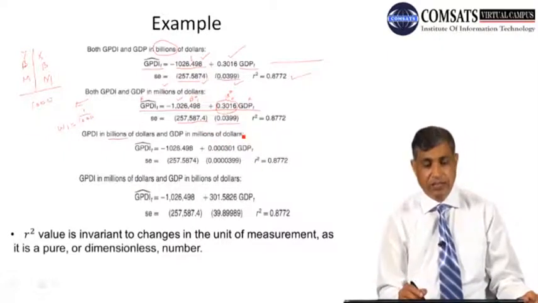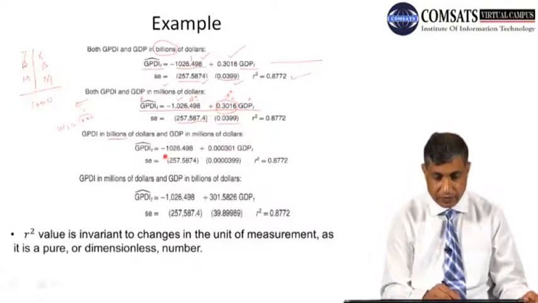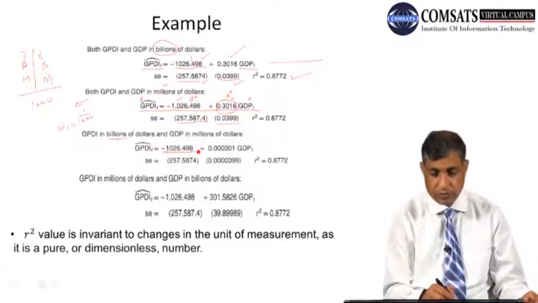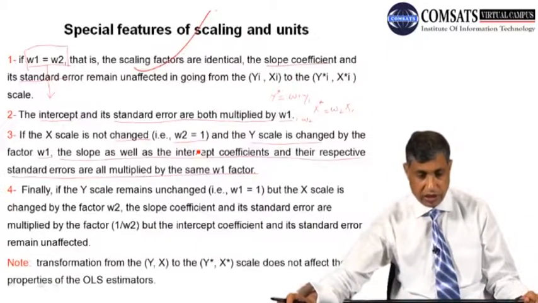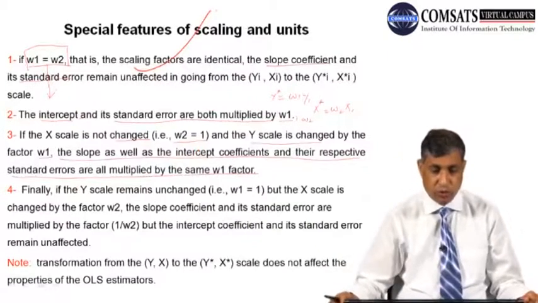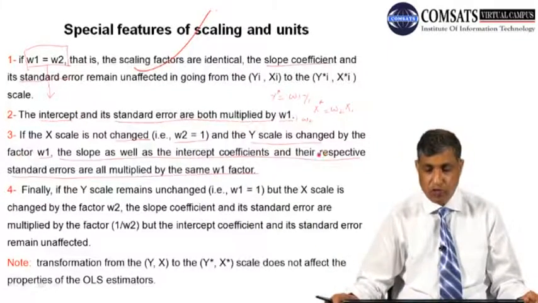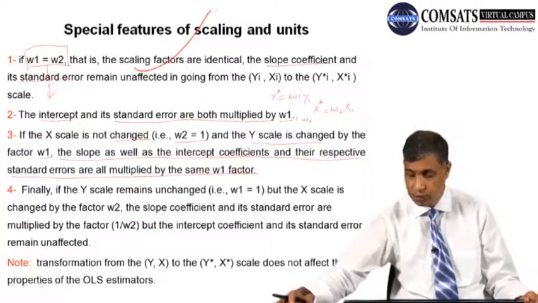GDP remains the same. So look at what is happening here, compare it with this. Look at your claim. The slope as well as the intercept coefficient and their respective standard errors are all multiplied by the W1 factor.